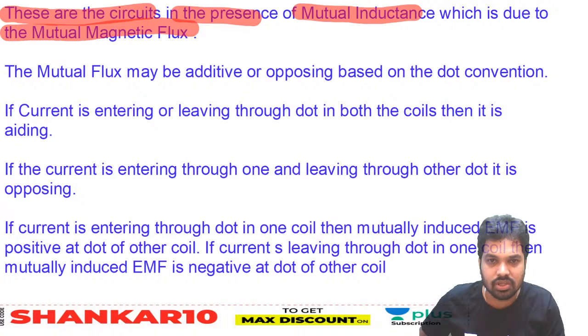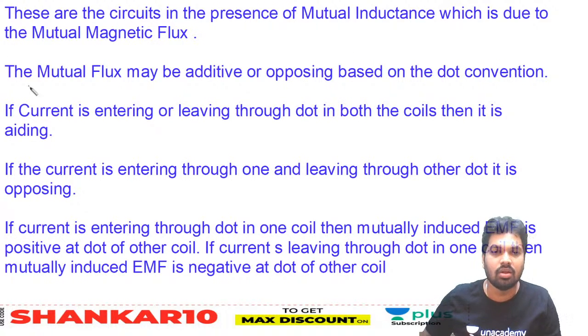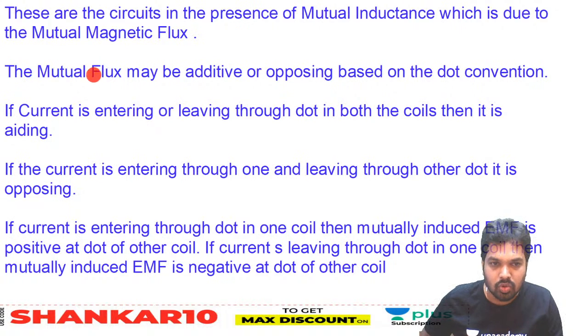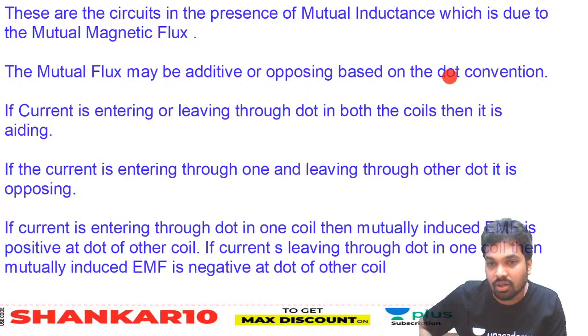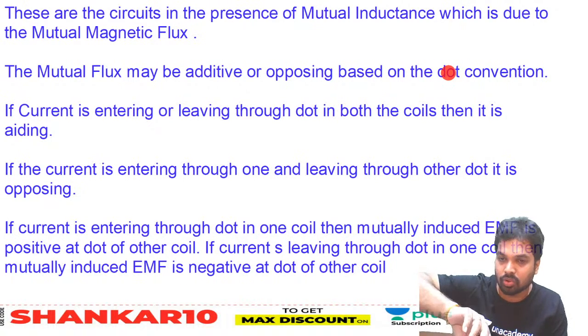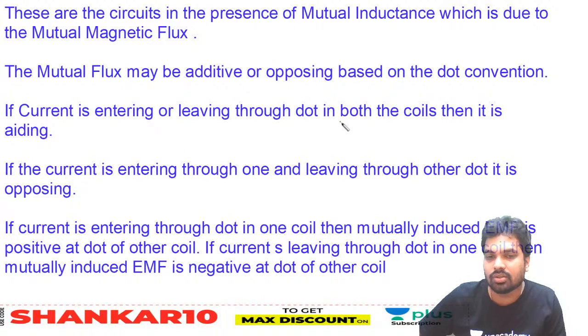Okay, guys. Now see. These are the circuits in the presence of mutual inductance M, which is due to the mutual flux phi. What is the next point? The mutual flux may be additive or opposing also, based on the dot convention. It originally depends on the winding direction and how the current is flowing, both the directions. That is where your flux will be additive or opposing. If the current is entering or leaving through a dot, this dot convention, how to understand, I will tell you. See here.